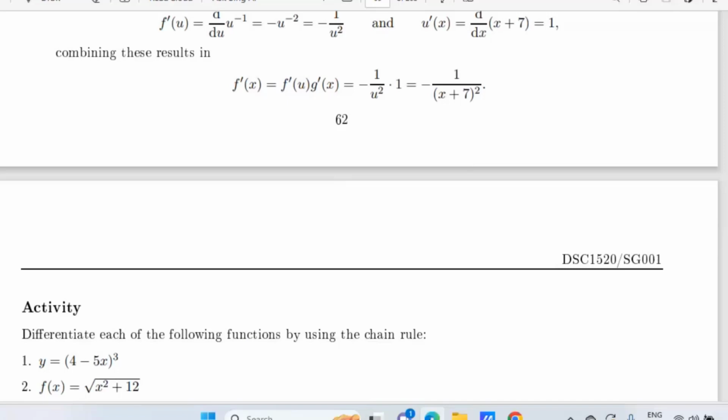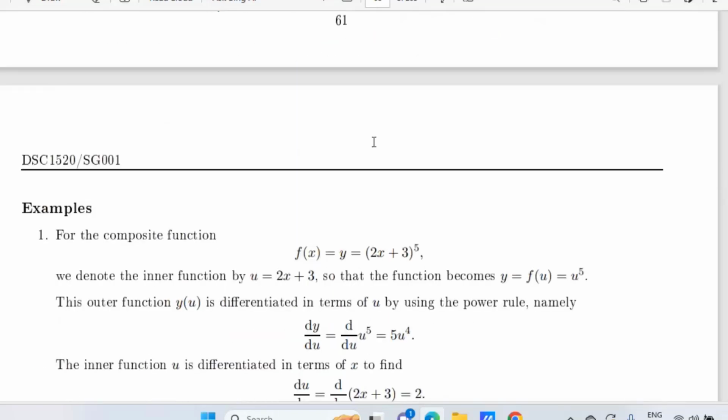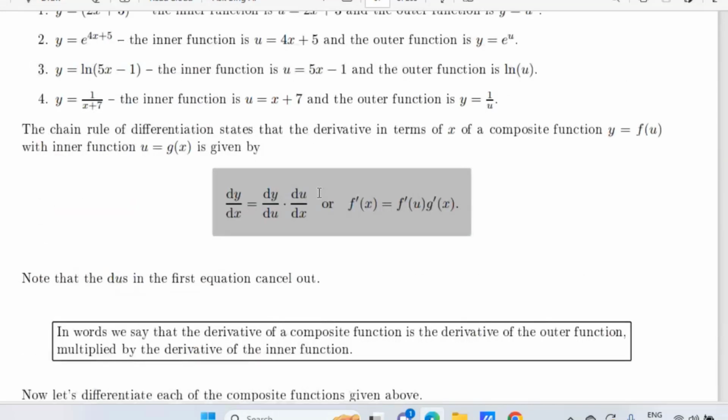Now, do you see number 1? Differentiate each of the following functions by using the chain rule. This is what we have been doing here, the chain rule. In all these examples, we have been using the chain rule, which is this. In simple terms, this is what we have been doing. Or this, but I prefer this. If you prefer this, no problem, but it's just one and the same thing.